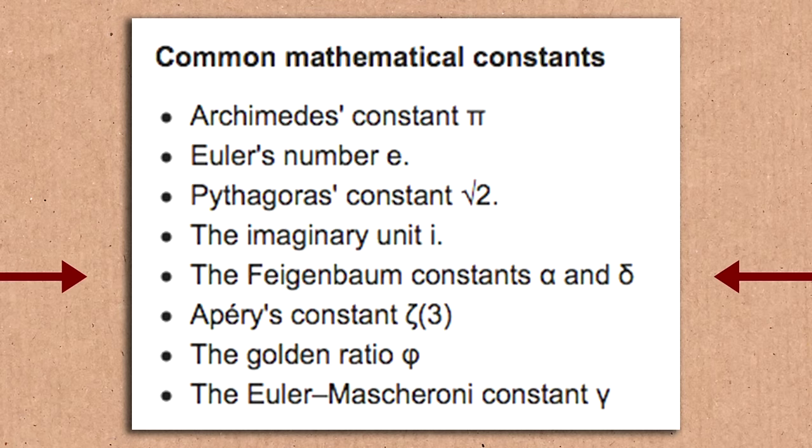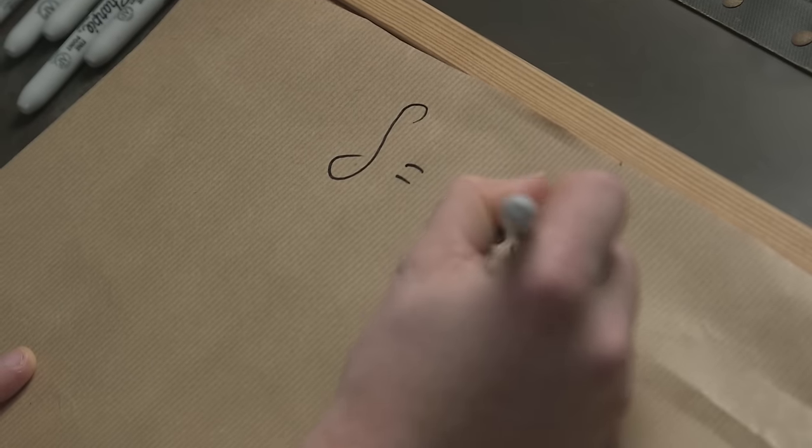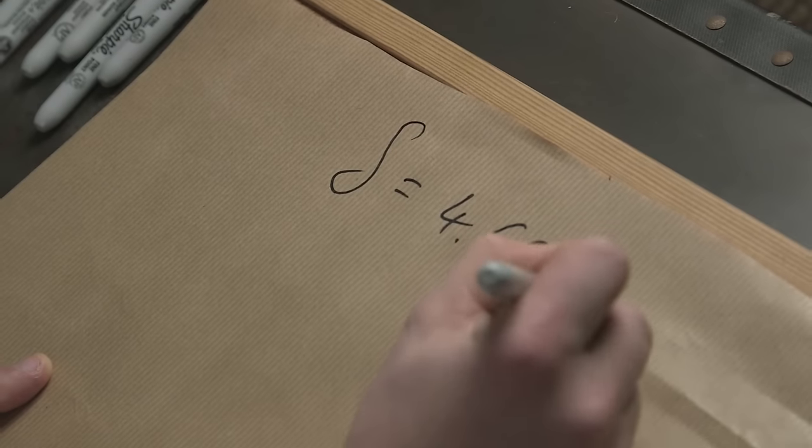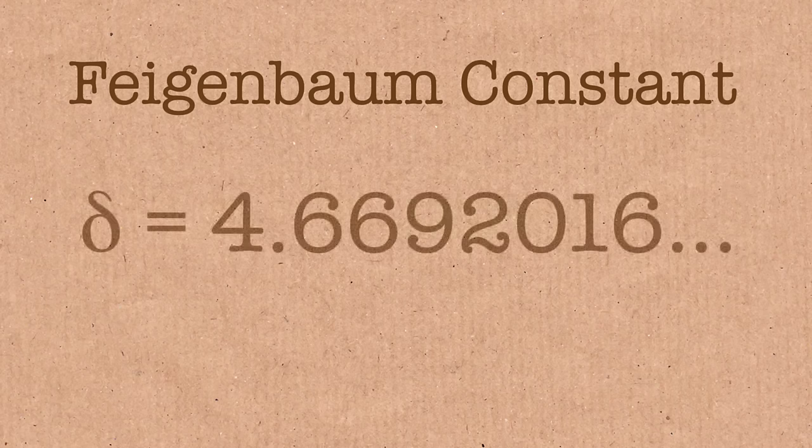We've got a number which is apparently so famous that it's up there on the mathematical constants list, up there with pi and e and root 2. But this one I'd never heard of until recently. And apparently, well, they're pretty sure it's irrational, so I'm just going to give you the first bit of it. This is Feigenbaum's constant, or one of Feigenbaum's constants.